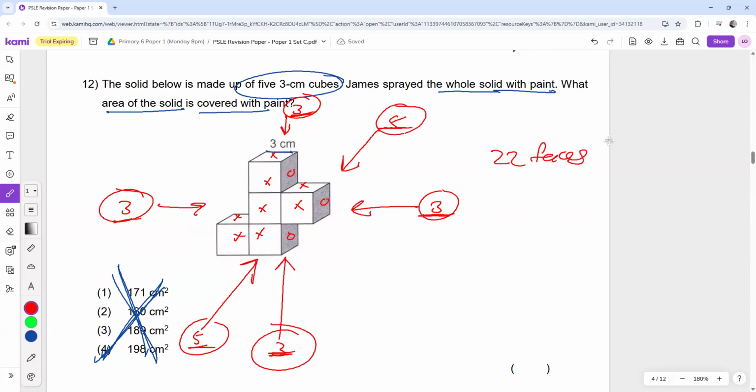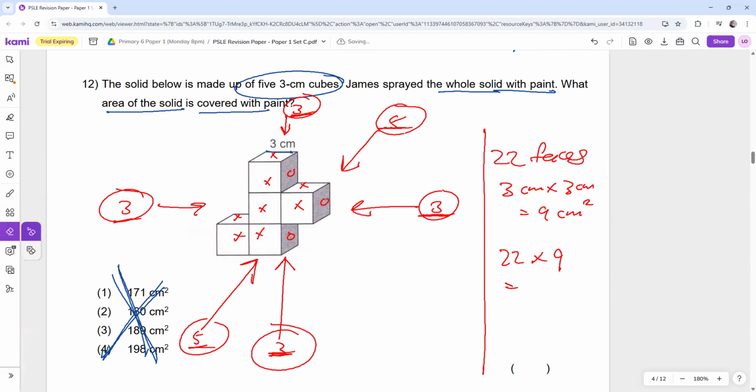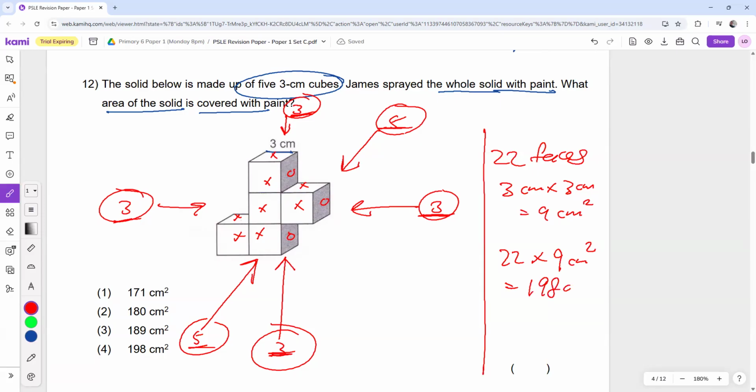So what's the area of one square face? 3 times 3, 9, right? So what's the total painted area? Then you take 22 times 9. Oops, there's an answer there. 22 times 9, what do you get? You do your working, you will get 198. Yeah, there's an answer there.